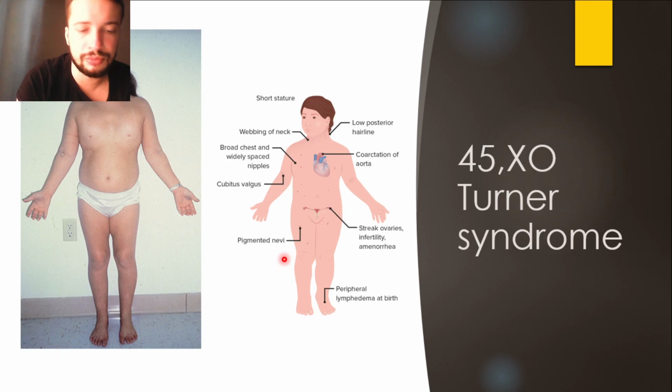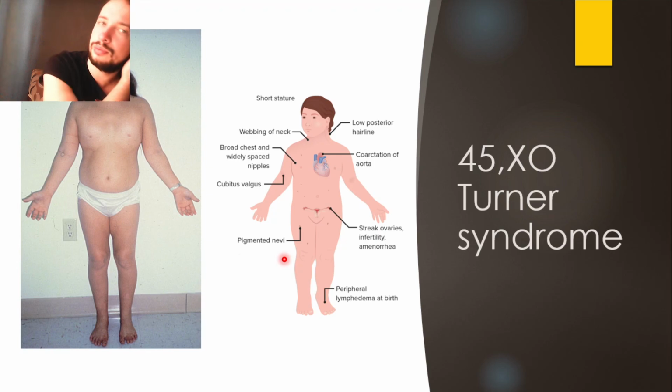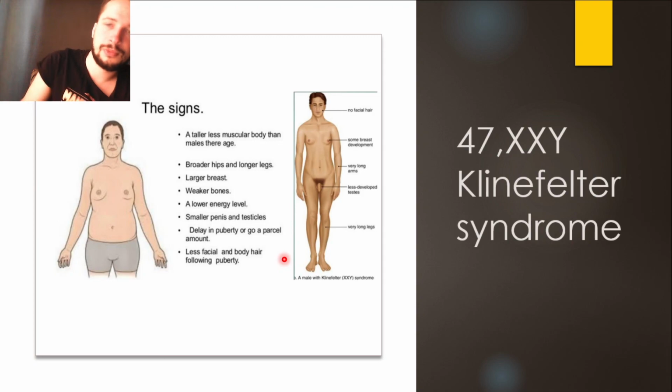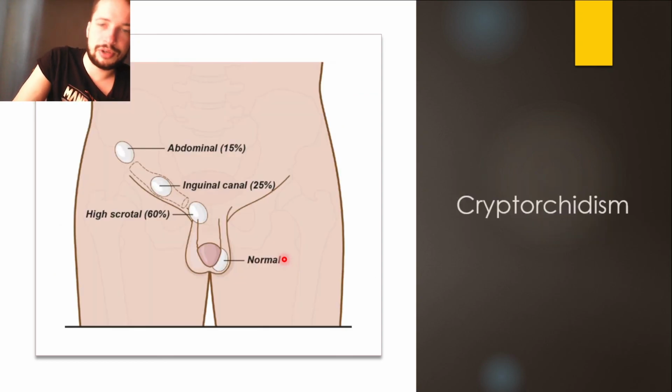Turner syndrome, you can see on the slide, and then you need to understand that we have XO, without the second X and without Y. Klinefelter syndrome, you can see these signs on the slide. XXY.